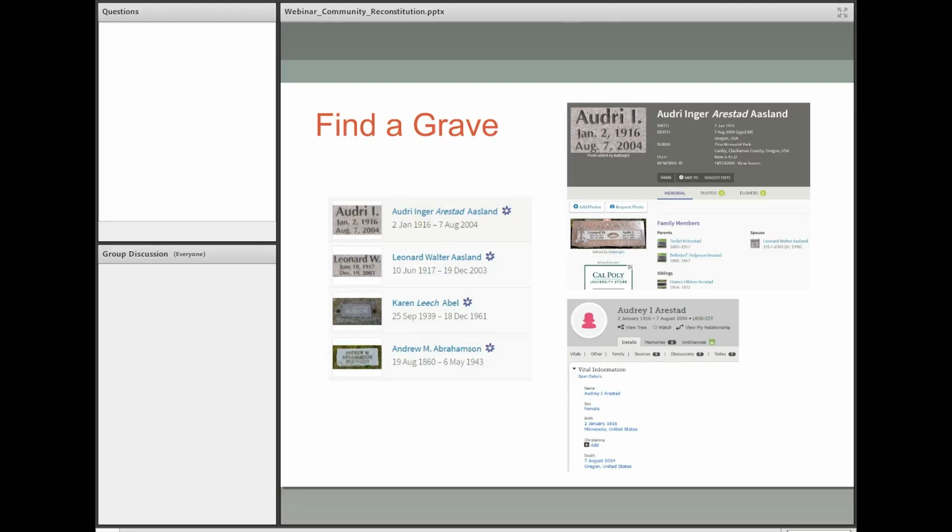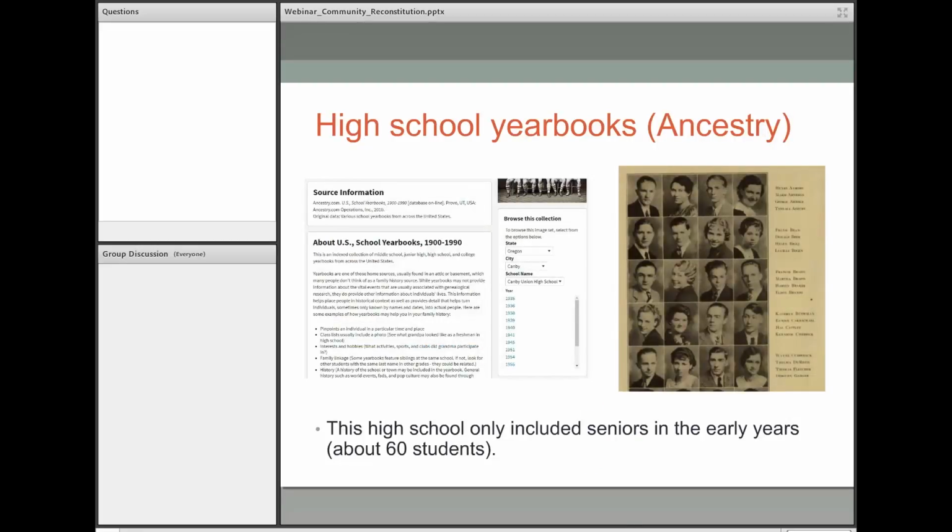And so this is a typical Find a Grave record. You would see a list of people in the cemetery. If you click on one of those links, you'll see more information about the person: when they were born, where they were born, when they died, where they died, and you'll often see family members. In this case, we were able to find this person on the tree pretty easily, and you can see that the information lines up really well.